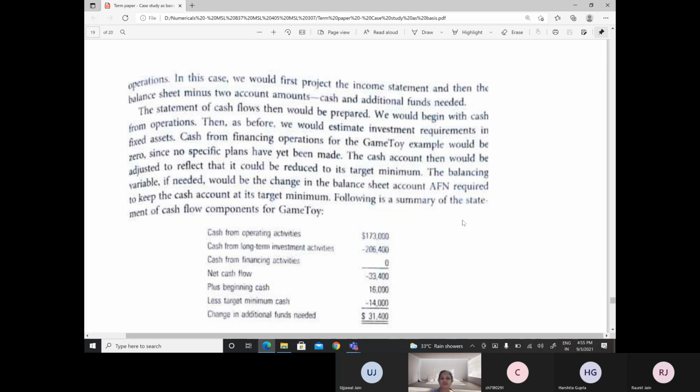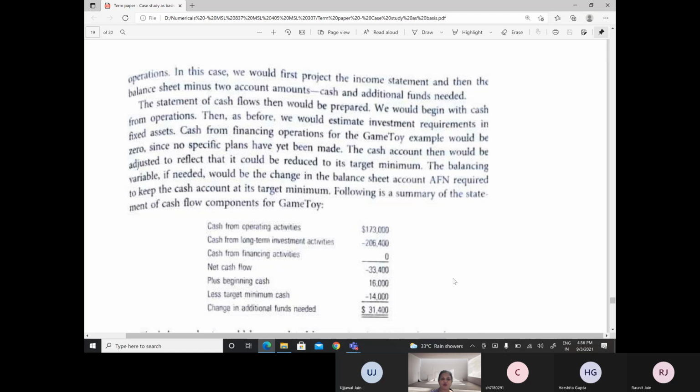The statement of cash flows then would be prepared. We would begin with cash from operations. Then, as before, we would estimate investment requirements in fixed assets. Cash from financing operations for the game toy example would be zero, since no new specific plan has been made. The cash account then would be adjusted to reflect that it could be reduced to its target minimum. The balancing variable, if needed, would be the change in the balance sheet account AFN required to keep the cash account at its target minimum. Following is a summary of the statement of cash flow components.